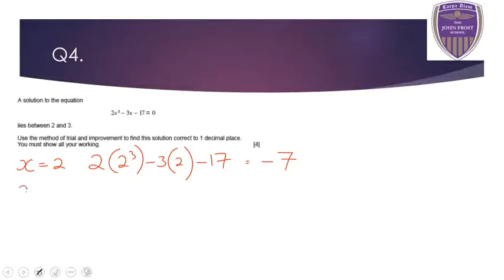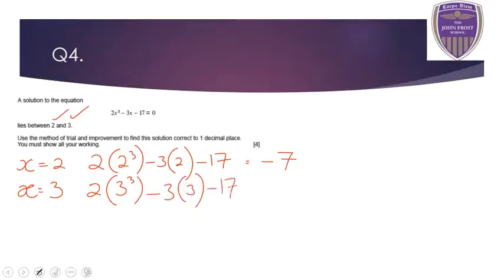When x equals 3, you'll have 2 lots of 3 cubed minus 3 lots of 3 minus 17. The answer to that is 28. And because 0 is between minus 7 and 28, that's what you would expect if there is a solution, that the sign would change. There'd be a minus before it and a positive after it.